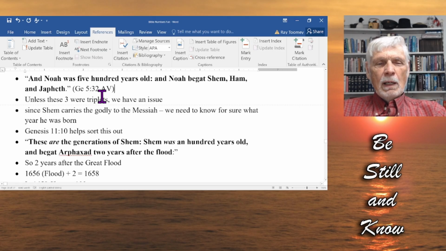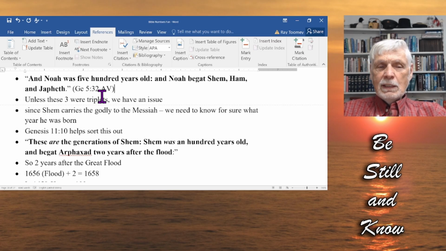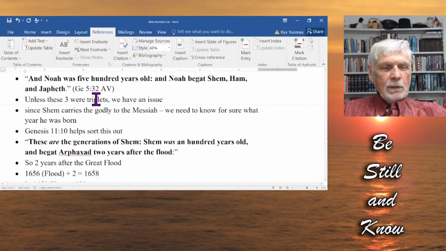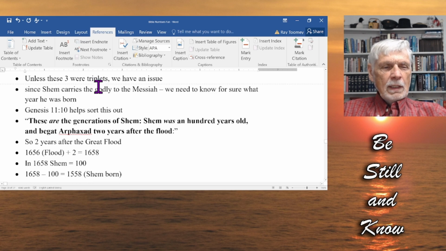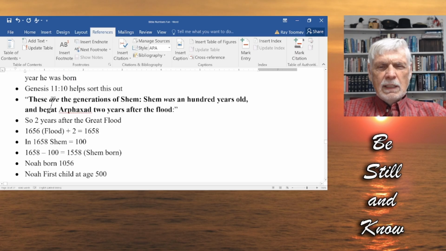So Shem is of the godly line. He is the line to the Messiah. So he is the key, and he's listed first. But was he the firstborn? And the scripture, I think, will show us that he is not. So what year can we figure out he was born? We go to Genesis chapter 11 in our other chronological chapter. In verse 10, it tells us something that's really key to understanding this.